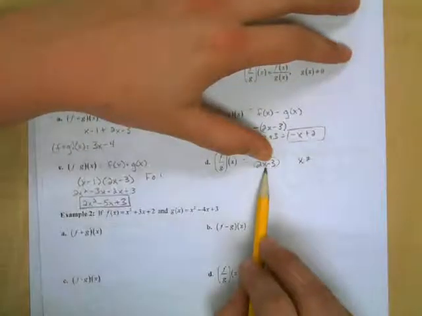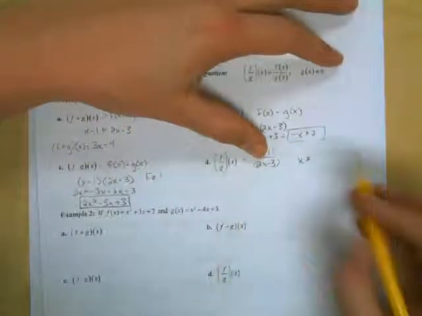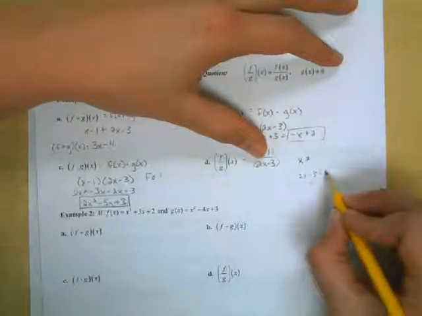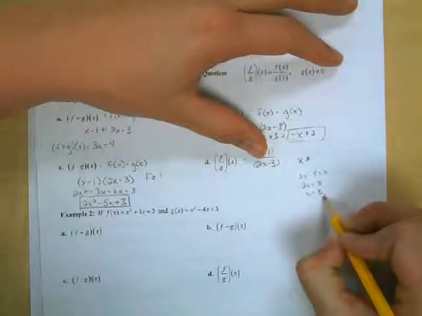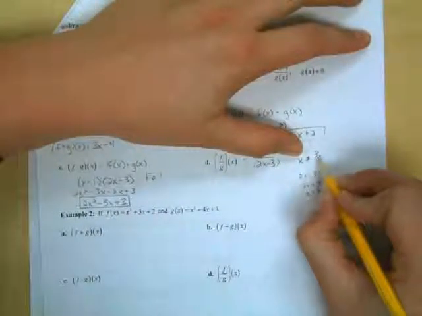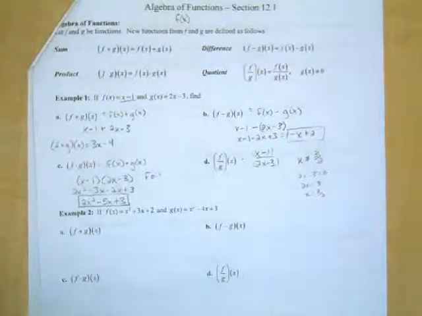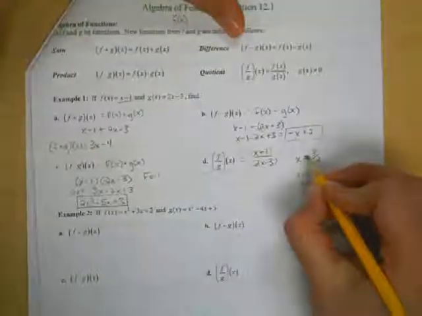okay, the only thing x is not allowed to be is if I were to set this equal to 0. 2x minus 3 equals 0, 2x is equal to 3, so x would equal 3 halves. So that means x is not allowed to be 3 halves would be the domain of this thing. X not equal to 3 halves is my domain.